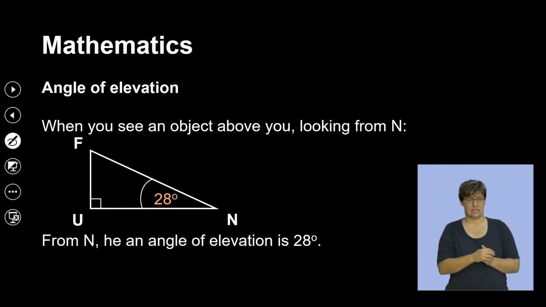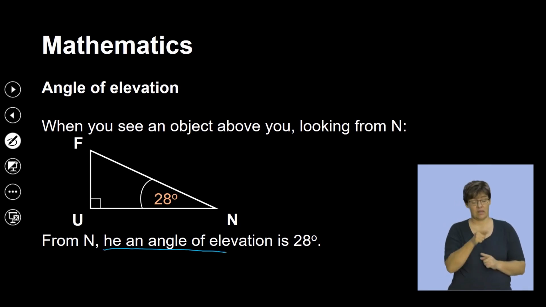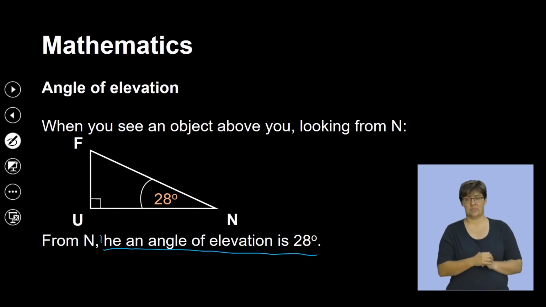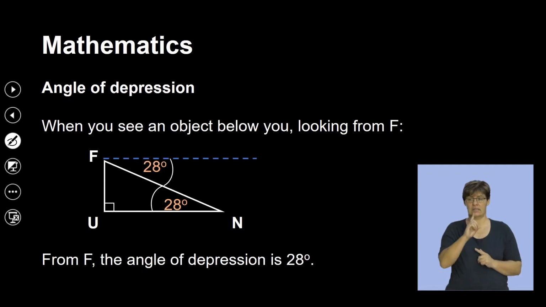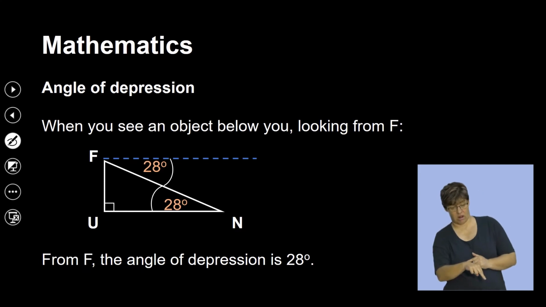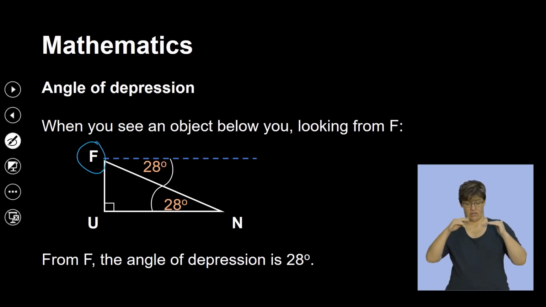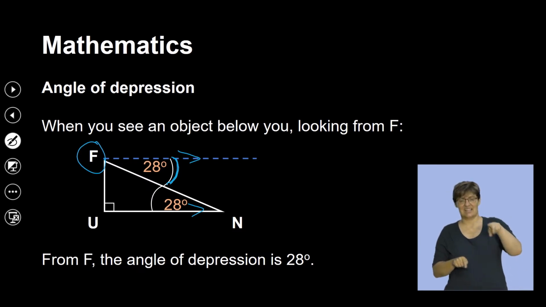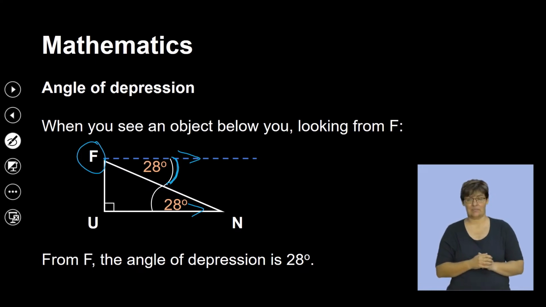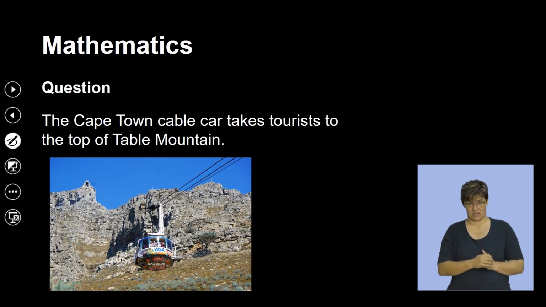So when you see an object above you looking from N, that's an angle of elevation. So here, the angle of elevation will be 28 degrees. And the angle of depression is when you see the object below you, when you're looking from F here. The reason why this is also 28 degrees is because remember, these will be parallel lines, therefore it will make a Z shape, which we normally call alternate angles. I hope you're still okay in terms of your lines there. Therefore, the angle of depression here will also be 28 degrees.